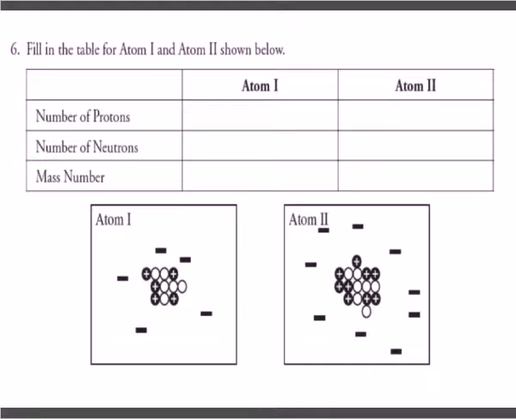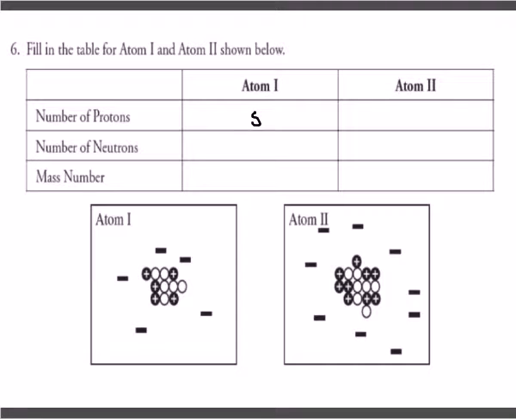Count up how many protons are in atom 1. Now, protons are distinguished by the positive, electrons would be the negative, and neutrons would be the white ones that are neutral. Okay? How many protons does atom 1 have?